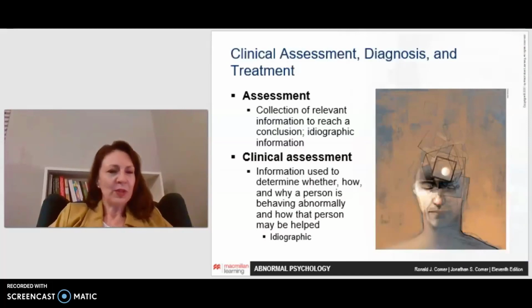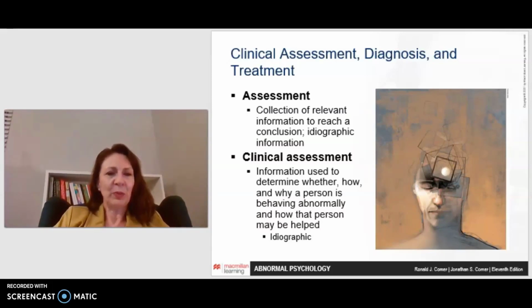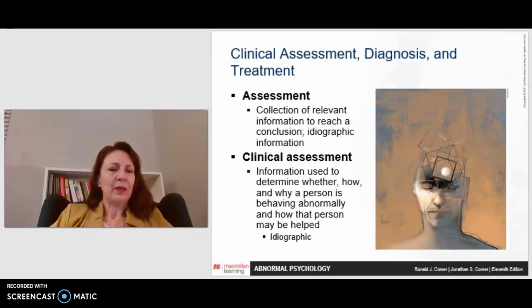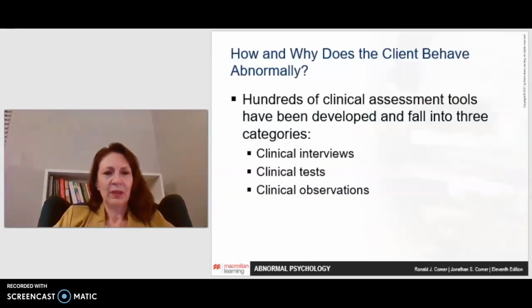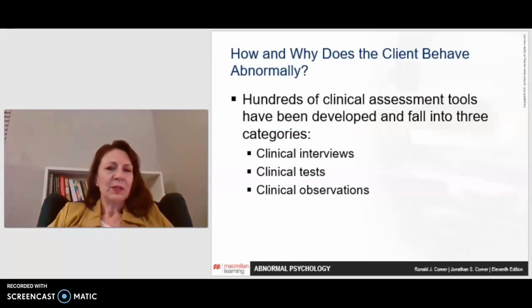So we start our assessment of a person with collecting relevant information to reach a conclusion, or idiographic information, meaning that it's specific to the person. And our clinical assessment information is used to determine whether, how, and why a person is behaving abnormally and how they may be helped, again, specific to the person. Hundreds of clinical assessment tools have been developed and fall into three categories: interviews, tests, and observations.